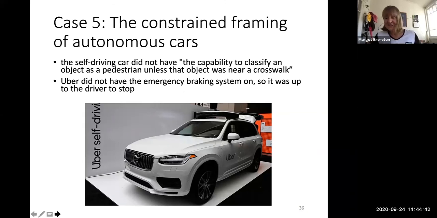So I just want to quickly go through my last case, but if there are any questions about that first, I'd be very happy to take some.